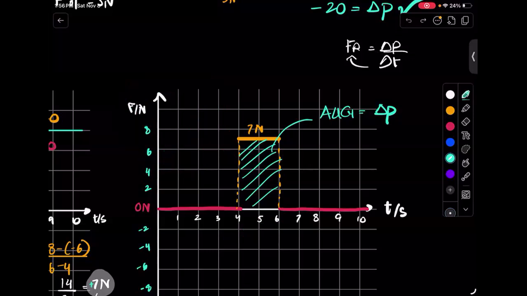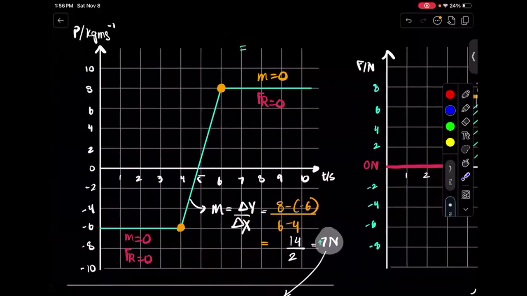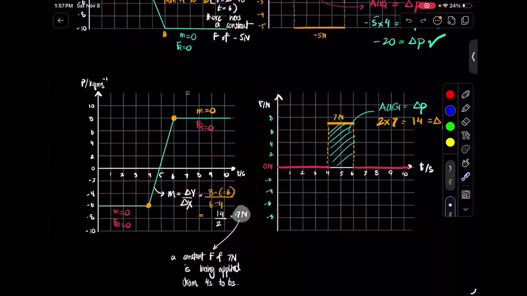So we can verify. If you take the area under the graph for this rectangle, 2 multiplied by 7 is 14. So 14 is my change in momentum. We can go back to our original graph and check. Is the change in momentum 14? Let's check. Isn't this the change in momentum? This is 2, 4, 6, 8, 10, 12, 14. So 14 is clearly my change in momentum. So you've verified it from both sides. You can go back and forth between these two.